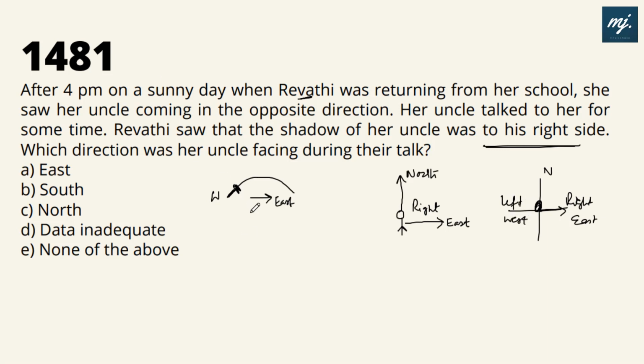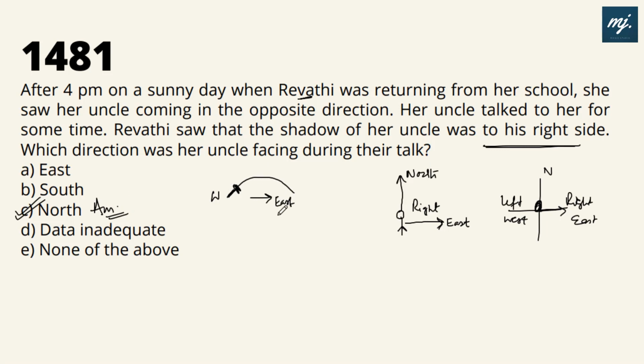But at 4 o'clock, your shadow should be towards the east, and her uncle's shadow was towards her right side. That means her uncle was facing towards north. Which direction was her uncle facing during their talk? That is north. That is in option C.